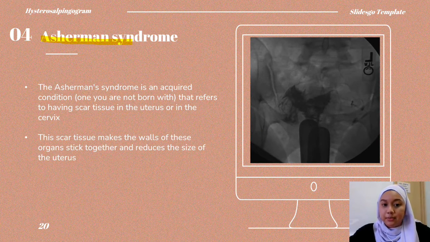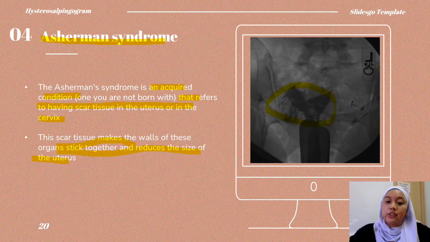Next, we have Asherman syndrome. So what is Asherman syndrome? Asherman syndrome is an acquired condition, meaning you are not born with it. It refers to having scar tissue in the uterus or at the cervix. This scar tissue will make the walls of this organ stick together, as you can see from this picture, and reduce the size of the uterus. As you can see here, the organs are stuck together and the size of the uterus is also decreased.